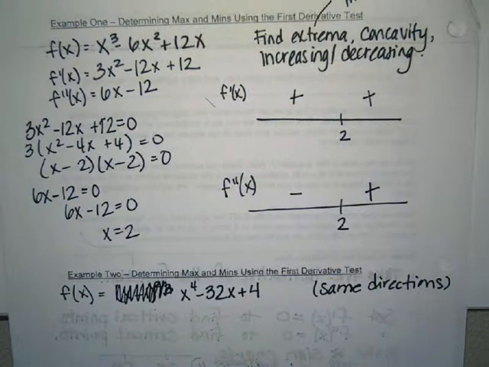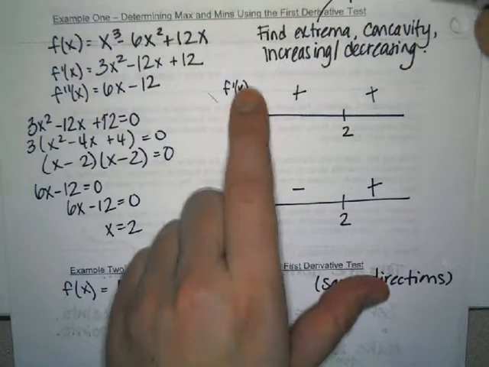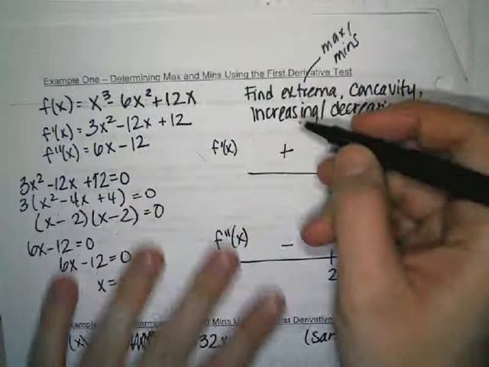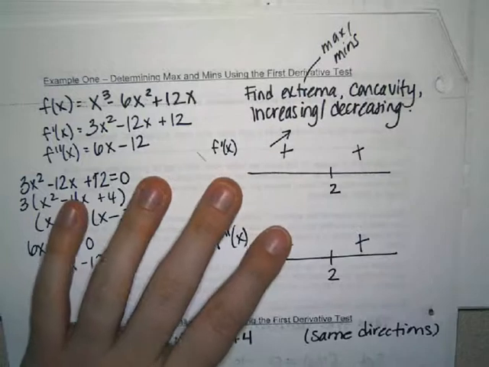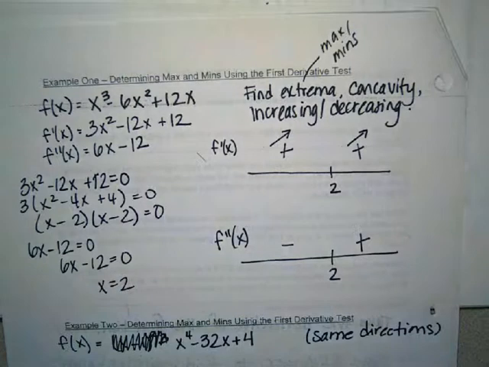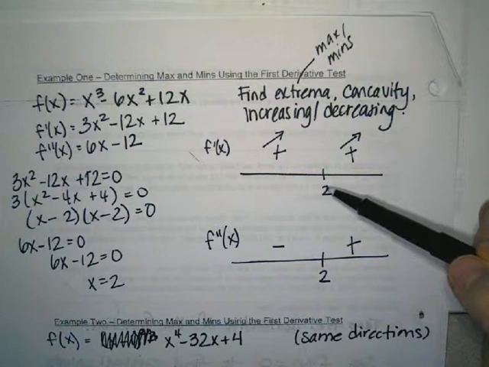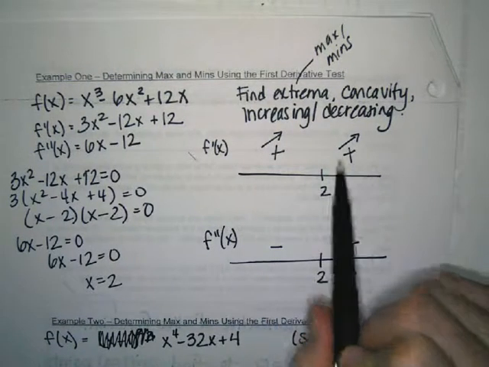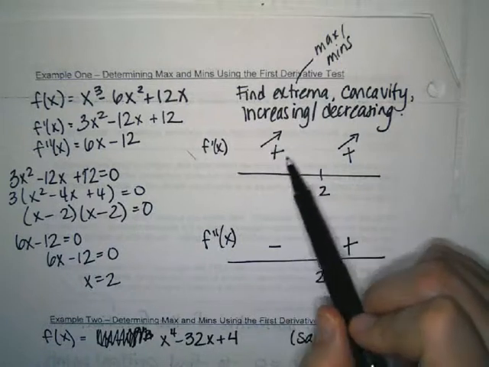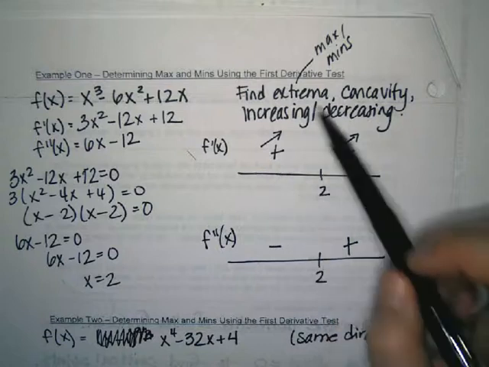Now, let's talk about what this means. What this means in my derivative, when my derivative is positive, that means my original function is increasing. So to show that, I'm going to draw an up arrow. And since we're both positive here, I'm going to have 2 up arrows. Now, this is either going to be a max, a min, or a plateau point. If this was to go from increasing to decreasing, then we would have a maximum. If it was going to go from decreasing to increasing, then we would have a minimum. But we're increasing, and we're increasing again.